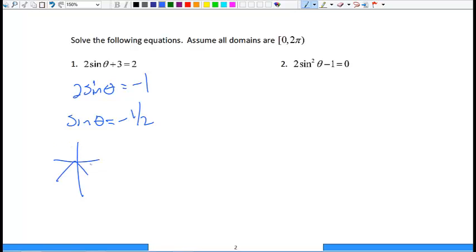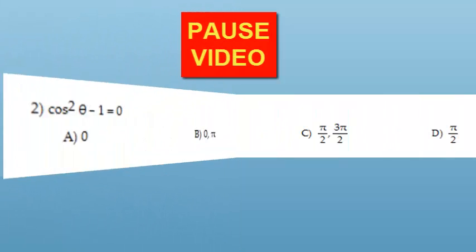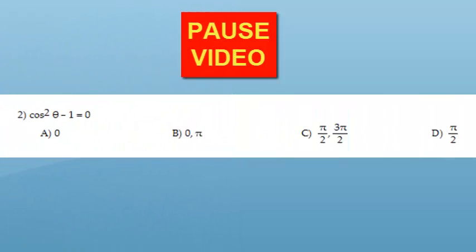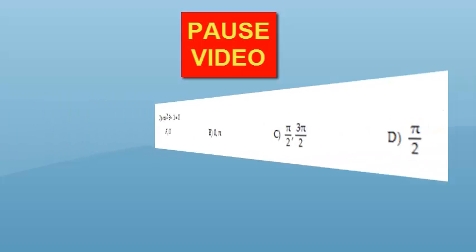Looking at the unit circle, where do I see negative sine values? I see them in the third and in the fourth. And then what angle corresponds to that? That would be 7 pi over 6 and 11 pi over 6.